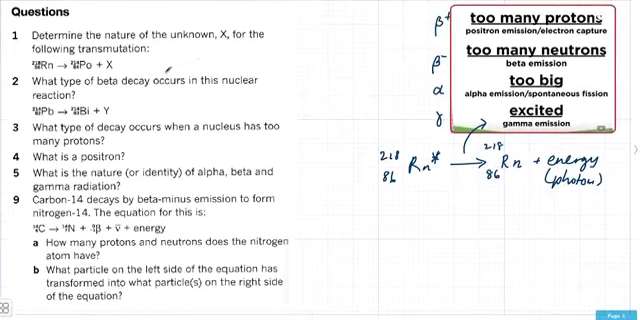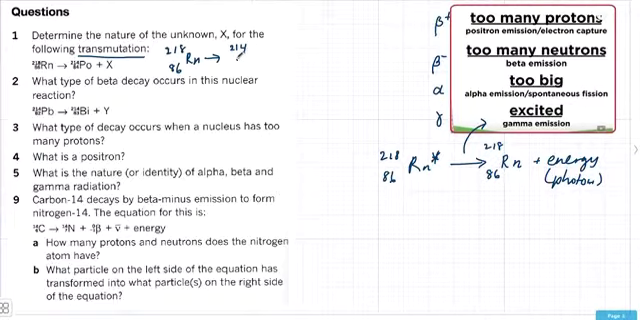So if we do question 1, we've got: determine the nature of the unknown X for the following transmutation. A transmutation is a change in the character of the atom, which results from a change in the nucleus. So if we look here, we've got 218 and 214. To go from one to the other, we know that we're going to have the balancing of the mass numbers and the atomic numbers.